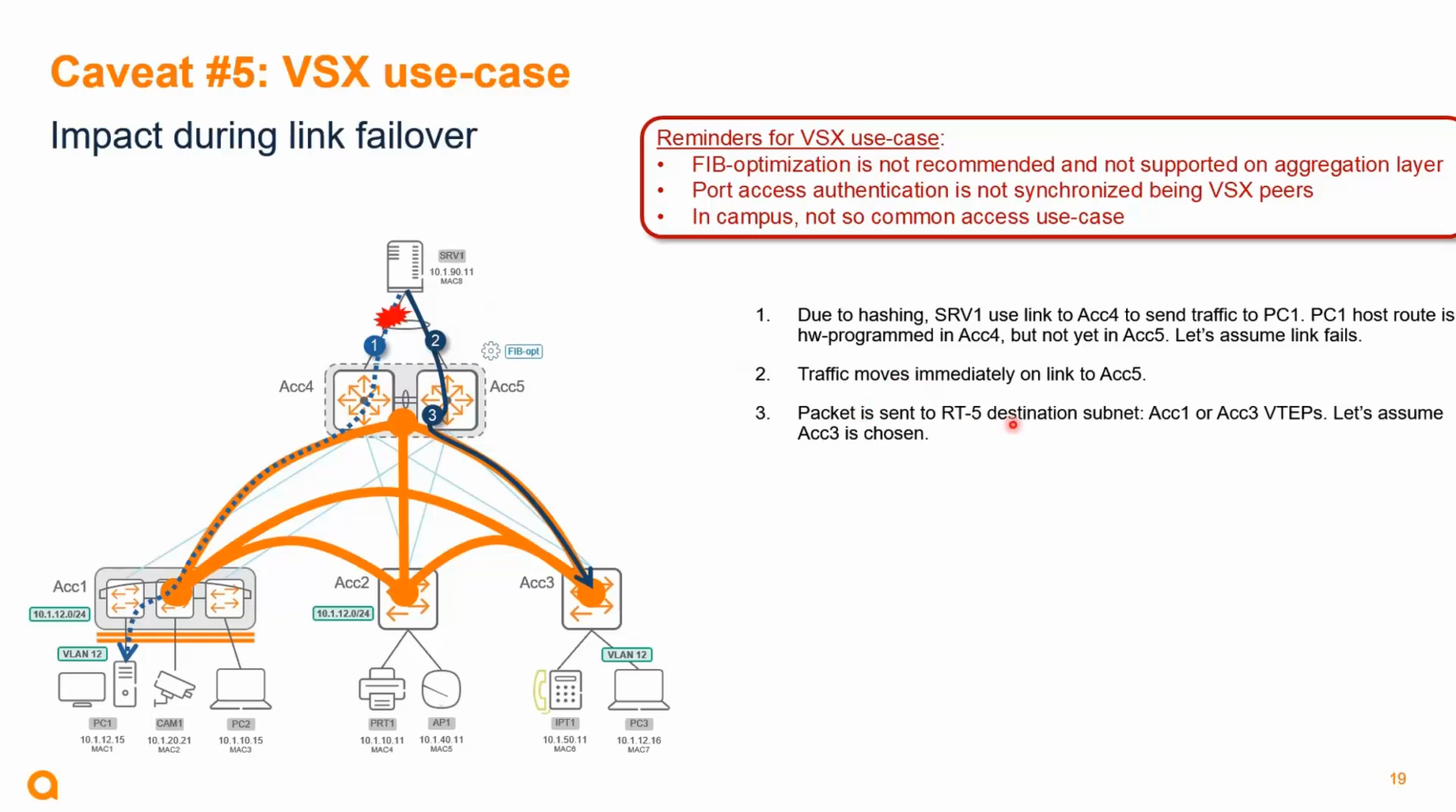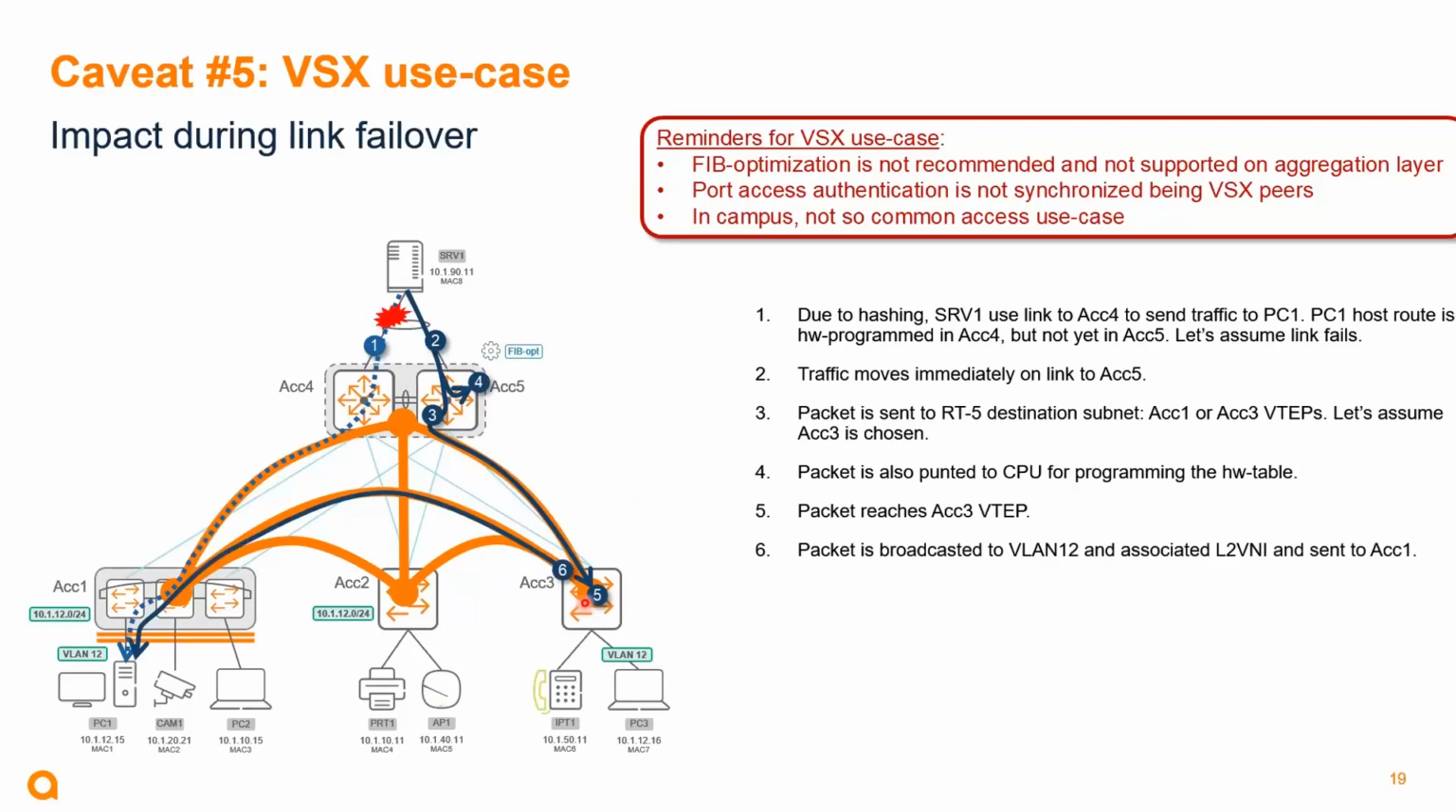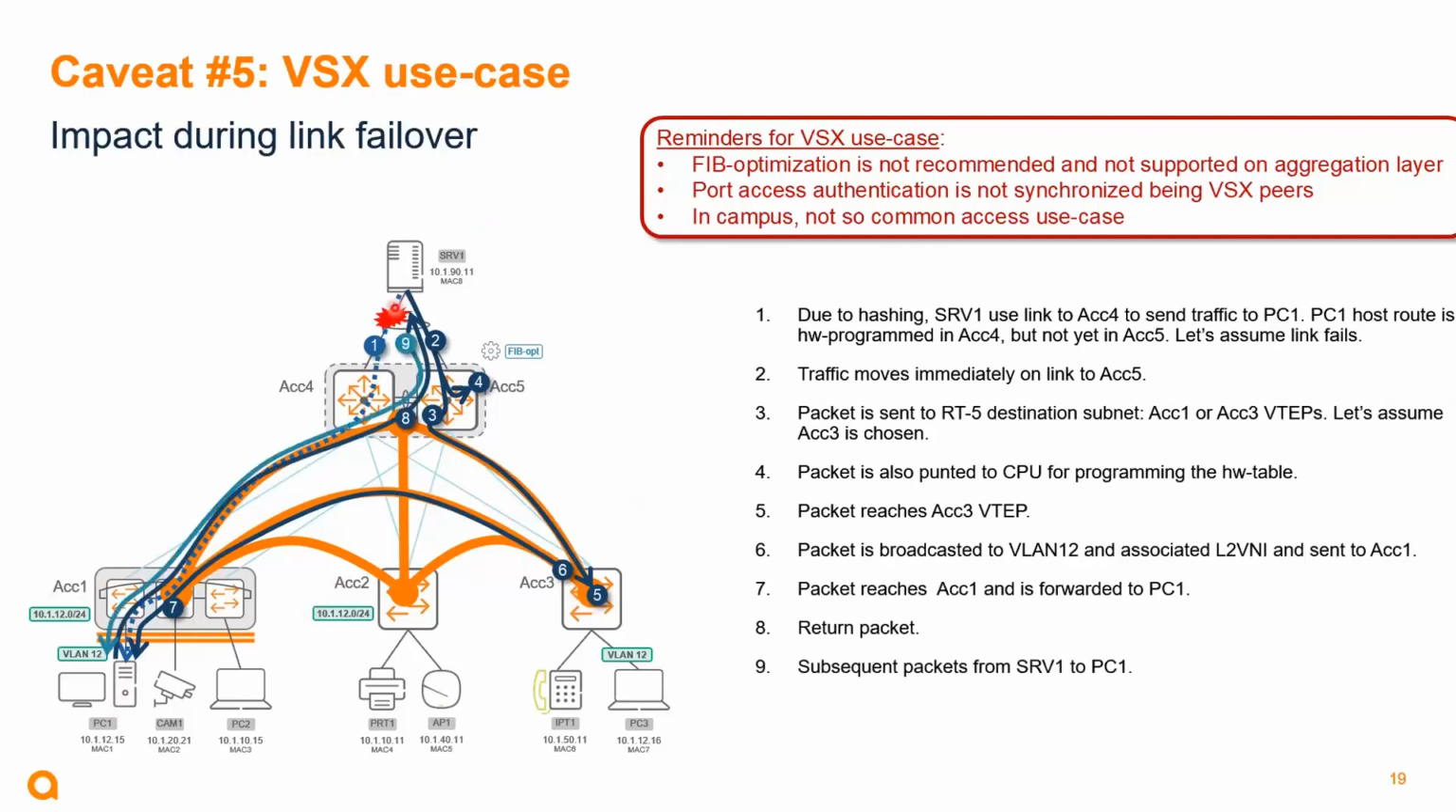So that packet is sent again on access 5 thanks to type 5 routes, destination subnet. It could be access 1, it could be access 3, it could be access 2, if this is hosted on access 2 as well. Let's assume this is access 3 that is chosen. We already see that sub-optimal path. The packet is punted to the CPU for programming in hardware. The packet reaches access 3, is broadcast over VLAN 12 and the associated L2 VNI, and sent to access 1. The packet reaches access 1 and is forwarded to PC1, and the return packet goes over. The next packets will go from server 1 directly because of that hardware entry being programmed for the destination.